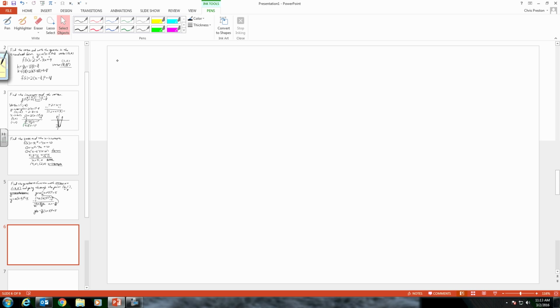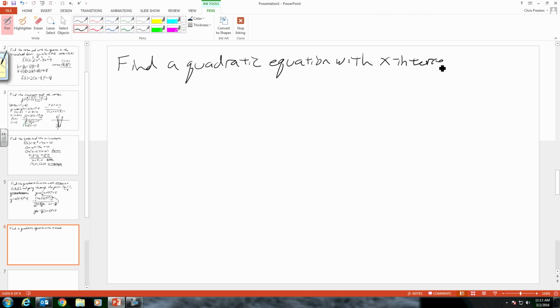Let's look at this. Let's say we wanted to find a quadratic equation or function with x-intercepts of, let's say the x-intercepts are 2/3, 0, and -5, 0. Okay?